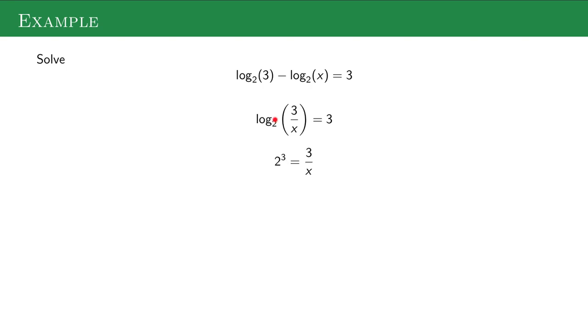The exponential base is 2. I raise it to the third power over here, and that equals the inside, 3 over x. So this is switching to an exponential, and you can see the x pops out of the log. Now 2 cubed is 8. I can multiply both sides by x to get it out of the fraction, and then divide by 8 to get my final answer. 3/8 does work in here because it's a positive number. So my answer is 3/8.